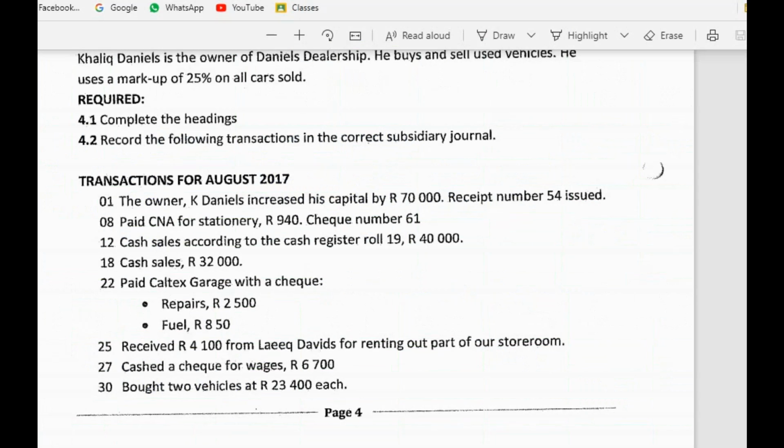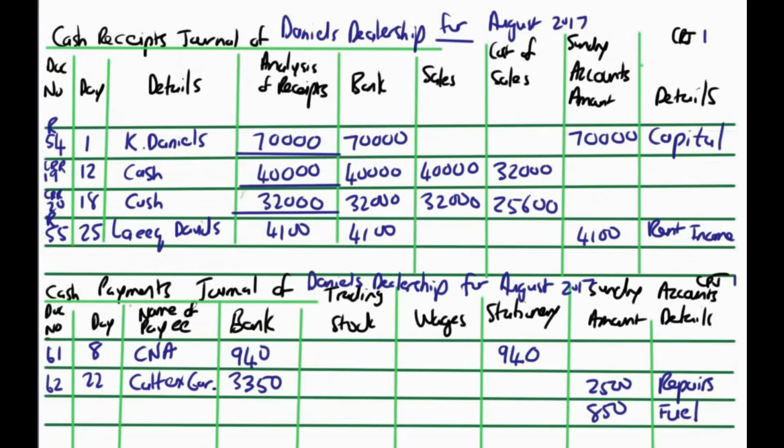And then on the 27th, we cashed a check for wages for 6,700. So on the 27th, again, what I'm going to do is I'm just going to move down a little bit.